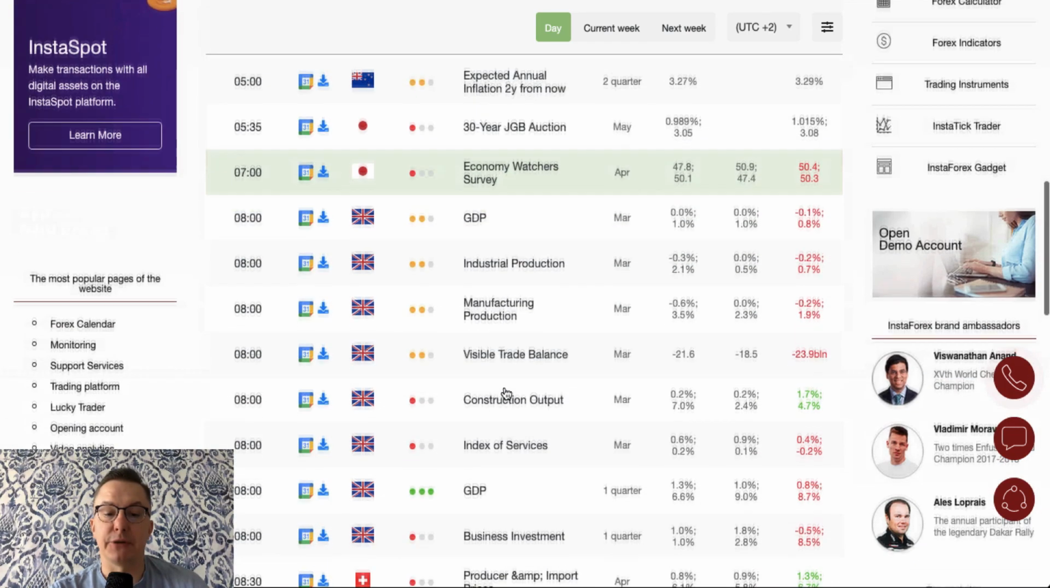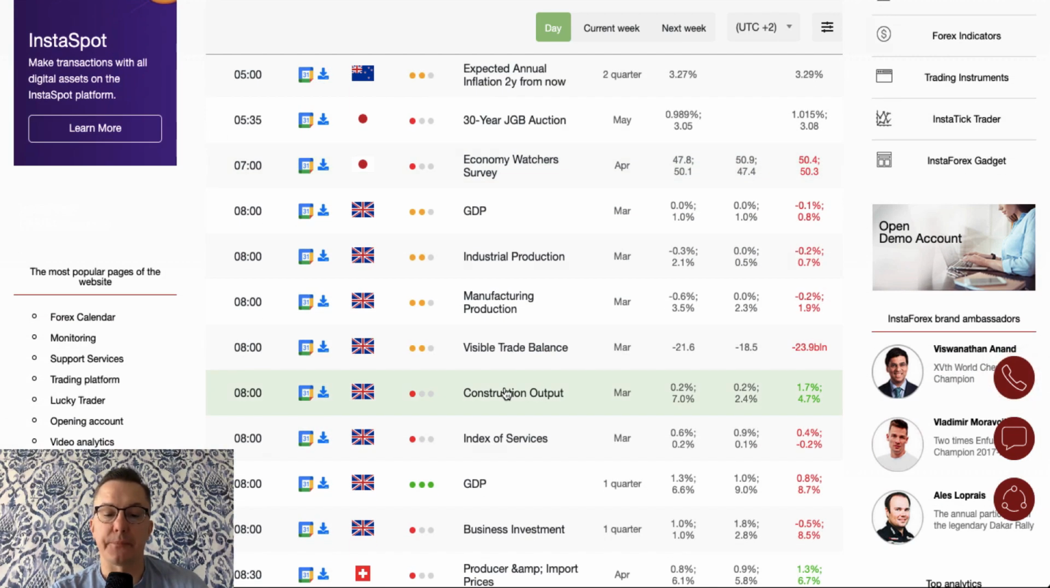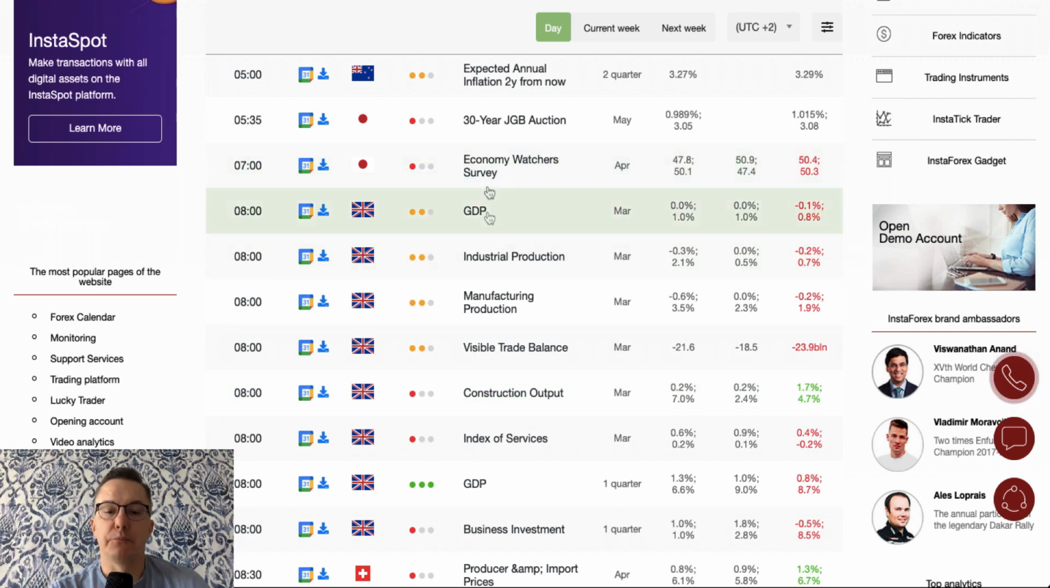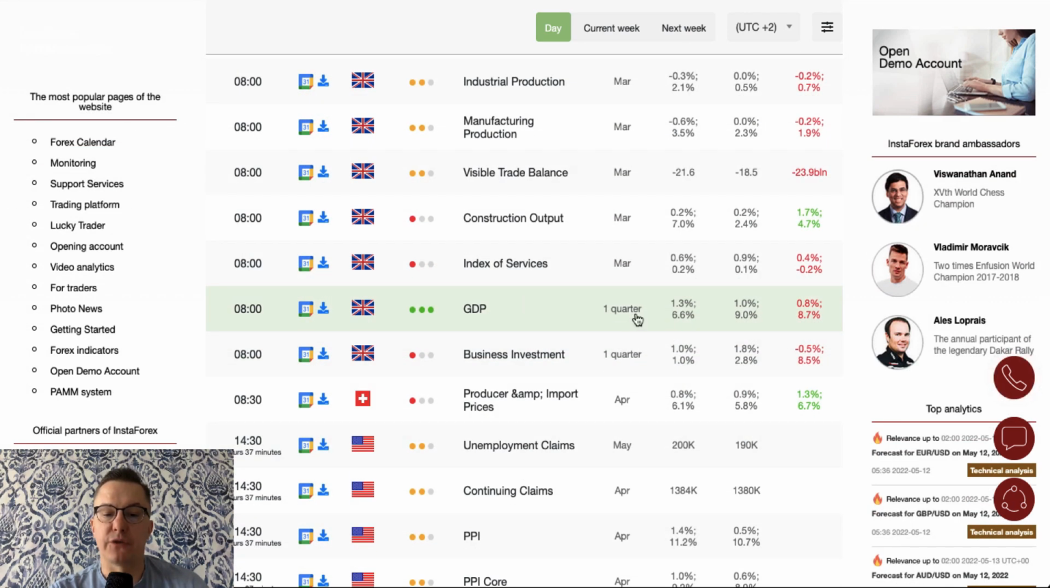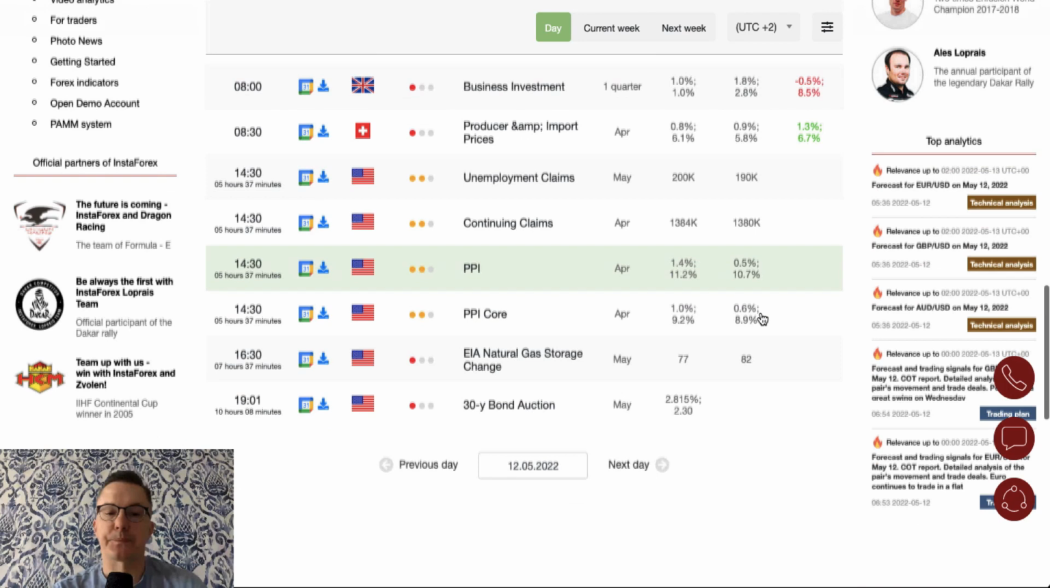And that's about it. However, the key event of today was the British pound data. The GDP, industrial production, manufacturing production, all of this were below the expectation. GDP for the first quarter fell from 1.3% to 0.8%, which is lower than expected 1%.